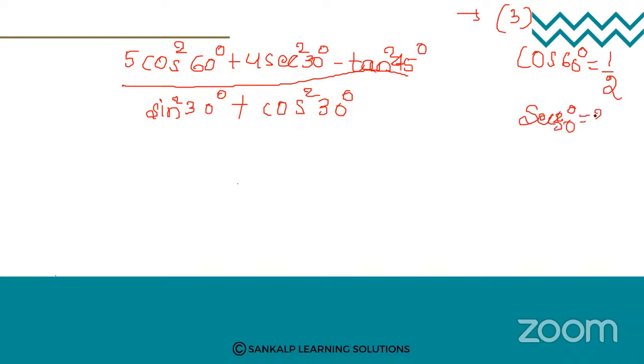It is 2 divided by root 3, right? So tan 45 degree, tan square means tan square 45 degree is there. So first let us write tan 45. Tan 45 degree is 1.